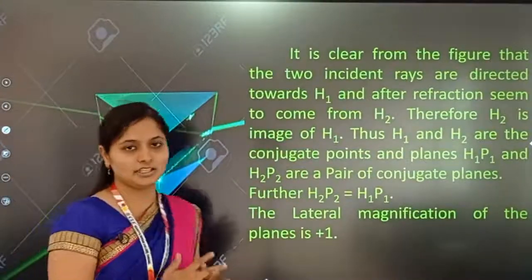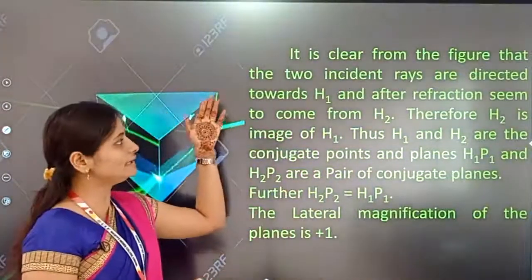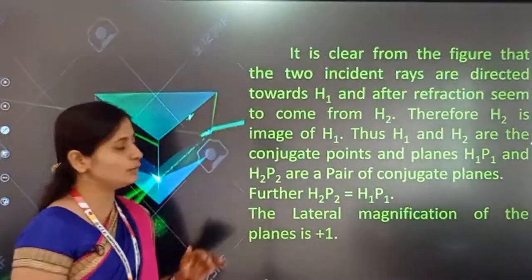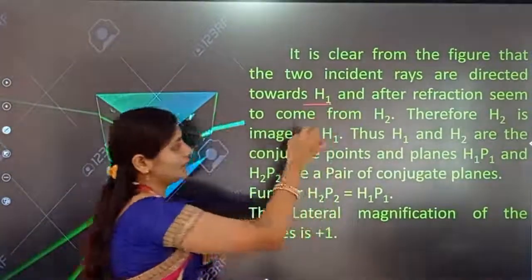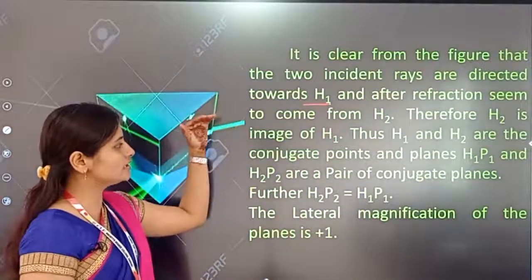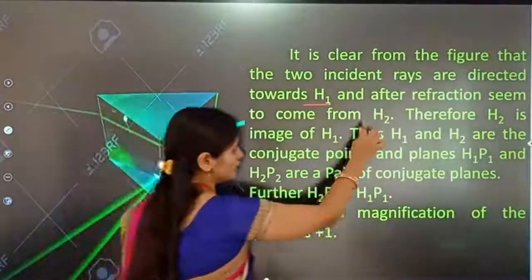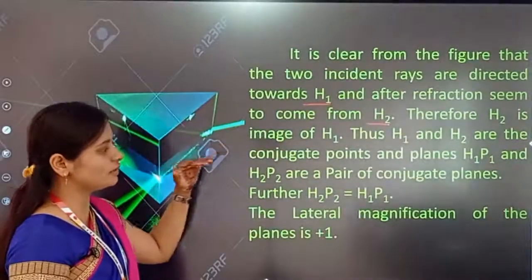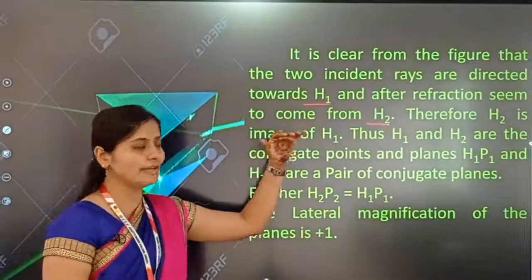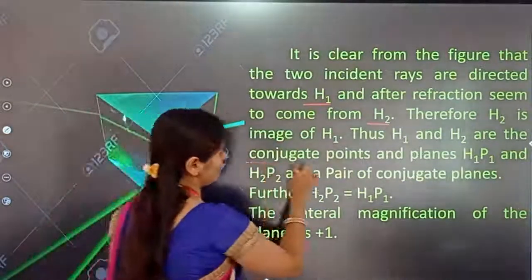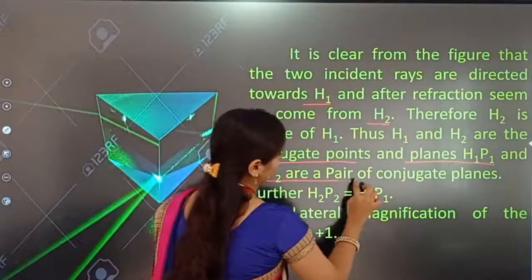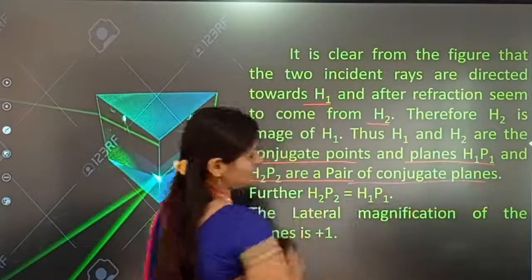So the conclusion is here. It is clear from the figure that two incident rays are directed towards H1 and after refraction seem to come from H2. Therefore, H2 is the image of H1, thus H1 and H2 are the conjugate points, and planes H1 P1 and H2 P2 are a pair of conjugate planes.